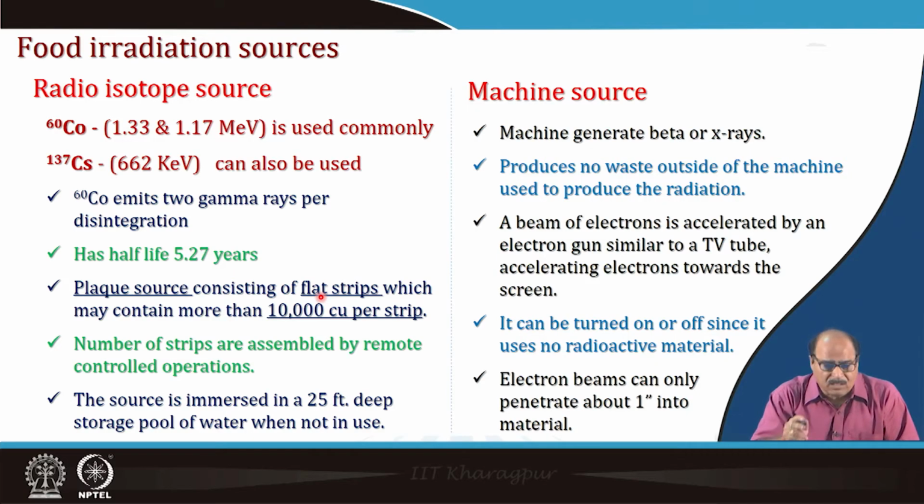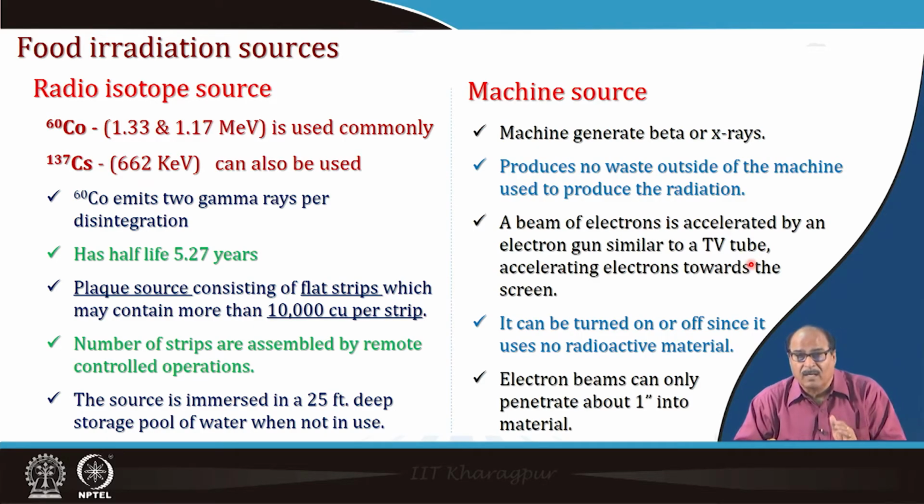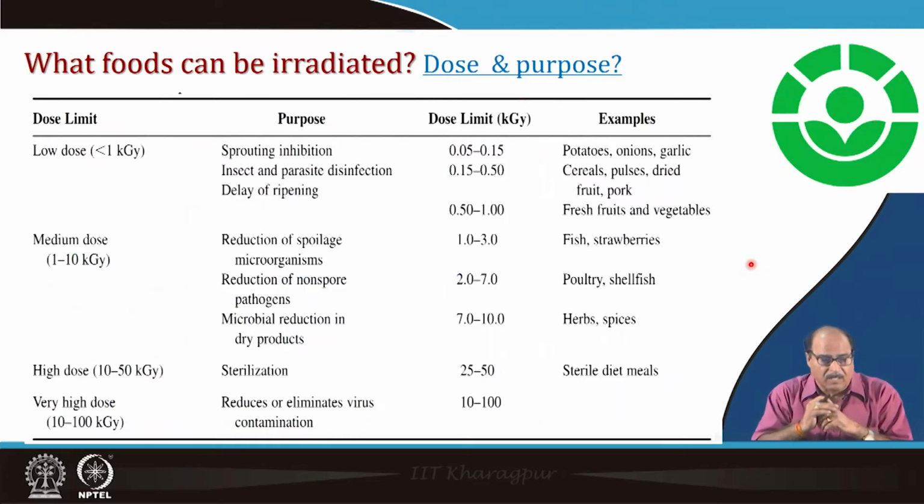The machine sources generate beta rays and X-rays. They produce no waste outside the machine used to produce the radiation. A beam of electrons is accelerated by an electron gun, similar to a TV tube accelerating electrons toward the screen. It can be turned on and off since it is not radioactive material. However, an electron beam can only penetrate about 1 inch deep into the material.